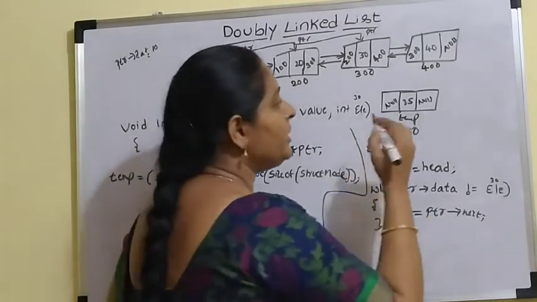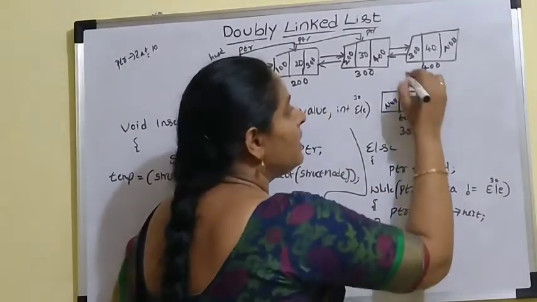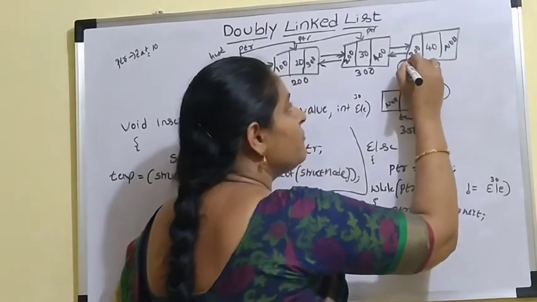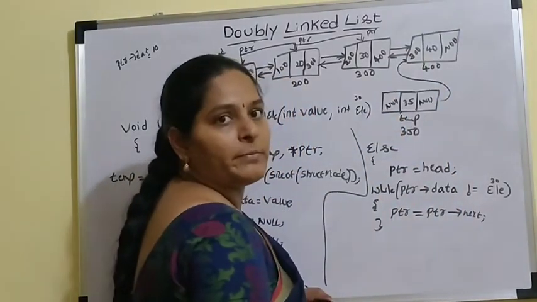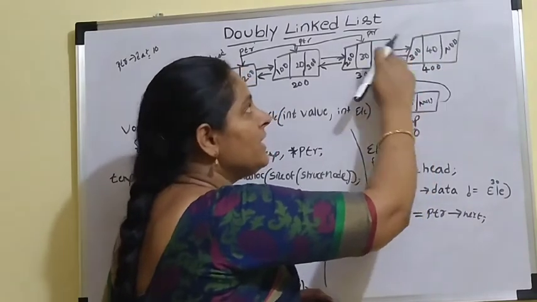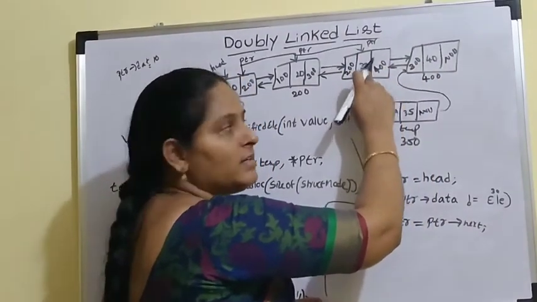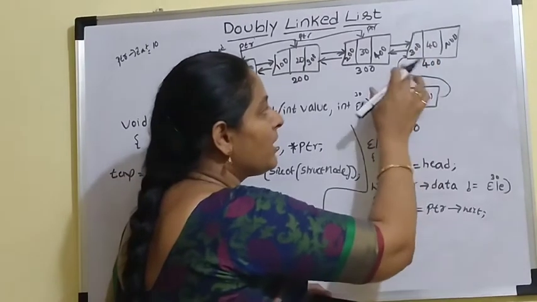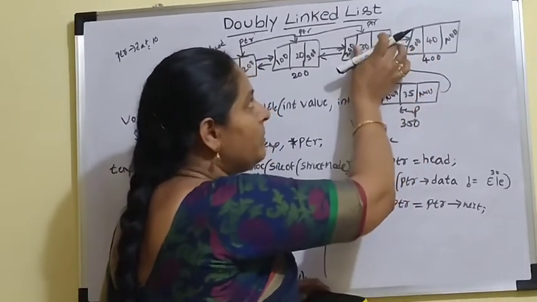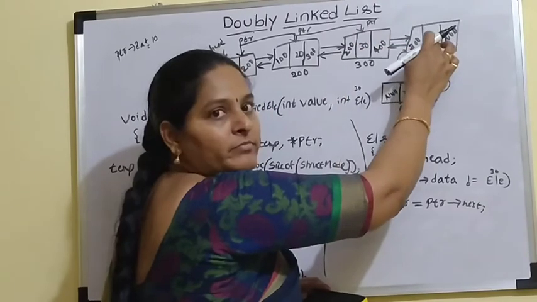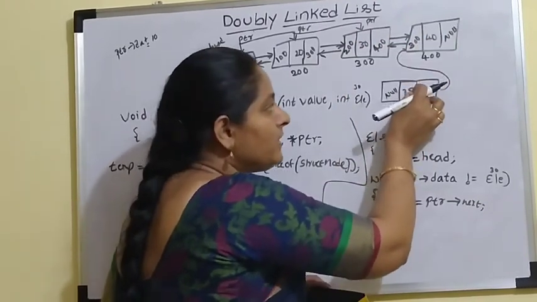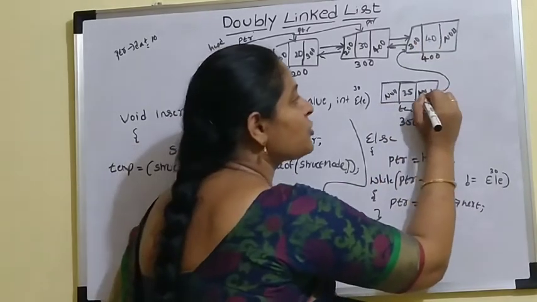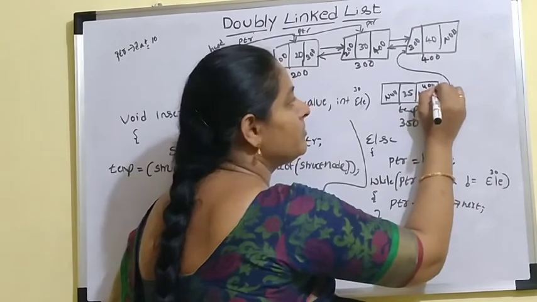So first we need to connect temp to the 40 node. How do we identify the 40 node? If this is the PTR, this is the PTR next node. Now I want to insert temp between 30 and 40. So in 35's next field, we need to store the address of 40. This null should be replaced with 400.